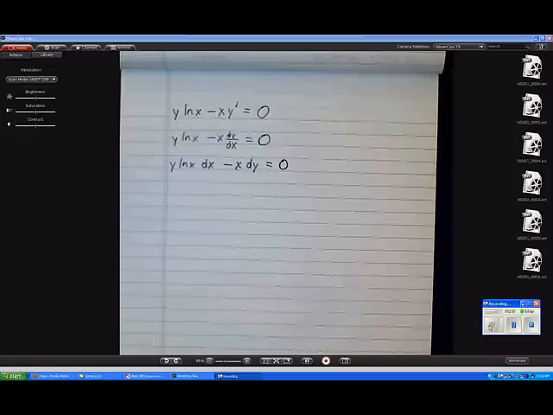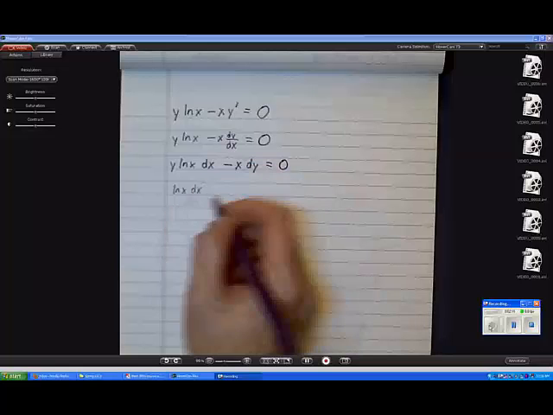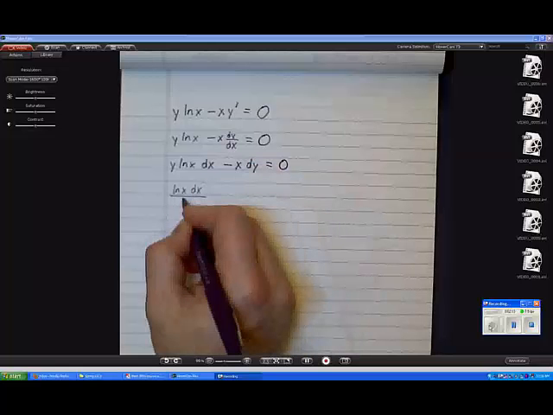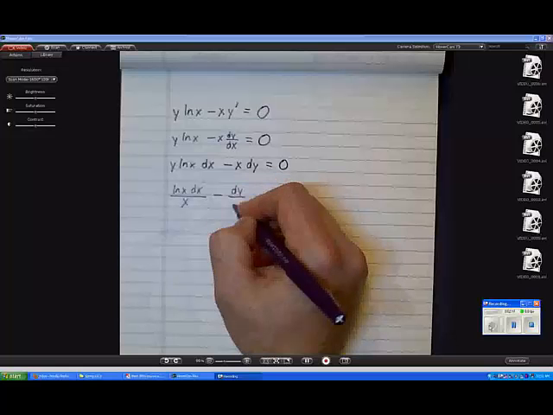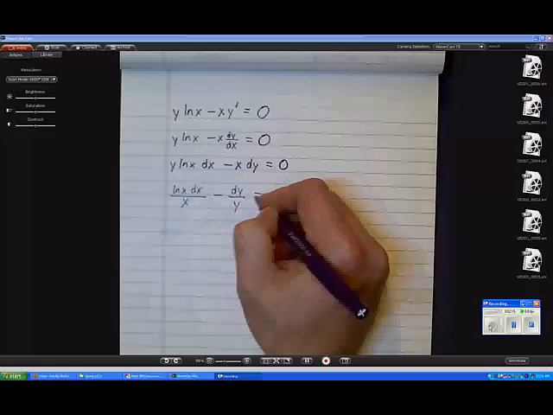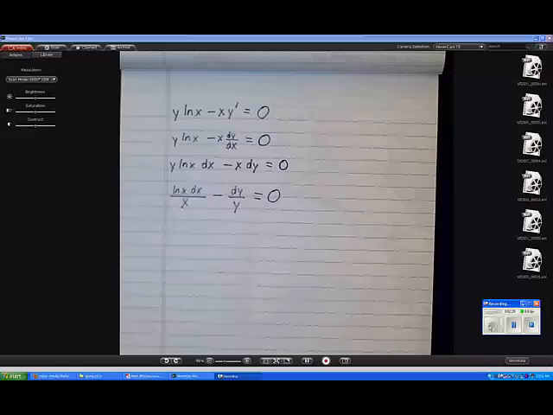Let's divide by y, divide by x, and then I think everything is nice and separated now, right? So we get natural log of x dx divided by x, minus dy divided by y equals 0. And again, if you wanted to bring stuff over to the other side, I'm okay with that. I thought I'd show you one like the book would do.